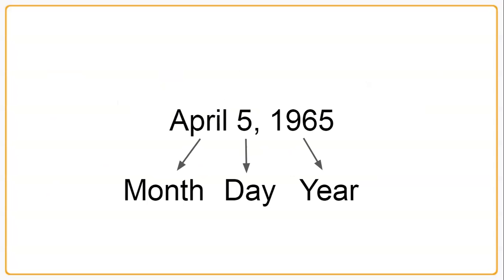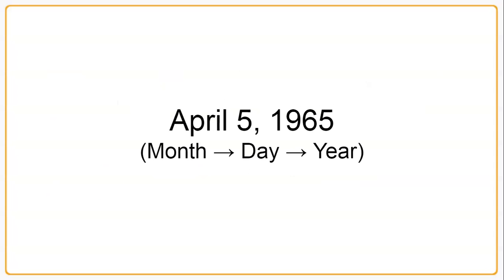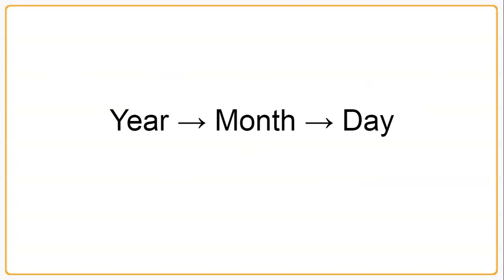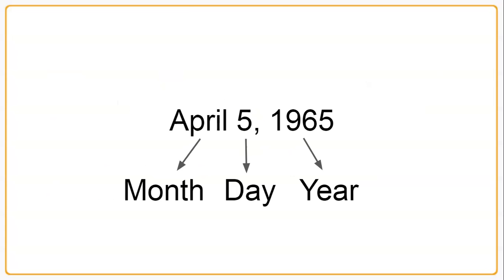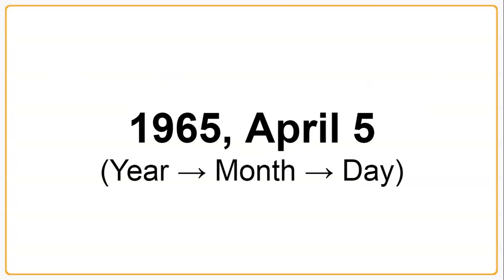In English, we usually follow the format of month, day, then year. However, in Chinese, we always begin with a time element that has the longest time period and so on. In this case, the longest time element is the year, then the month, and then the day. So, following this logic, 1965, April 5. So, that's how we arrange the time element according to Rule 1. April 5, 1965 becomes 1965, April 5.